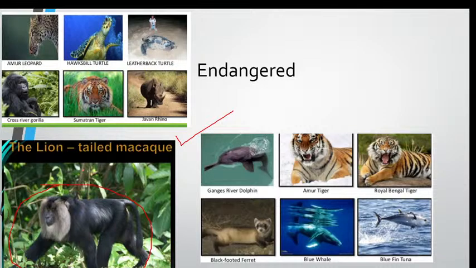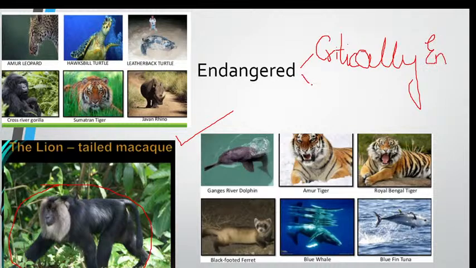Other animals you can see here are the tiger, the blue whale, the Royal Bengal tiger, and the black-footed ferret, which are endangered. Under the endangered animals, you also say critically endangered. Critically endangered means they are more prone to extinction.